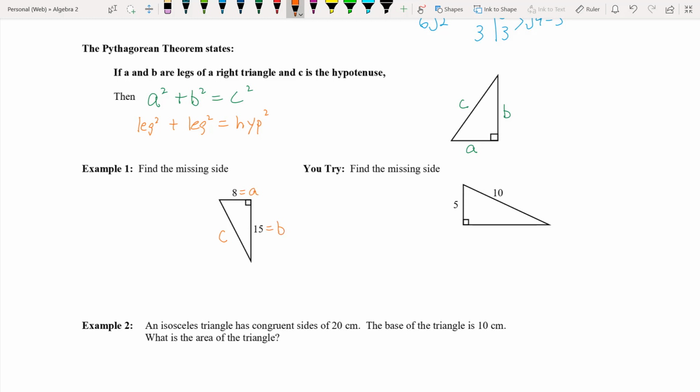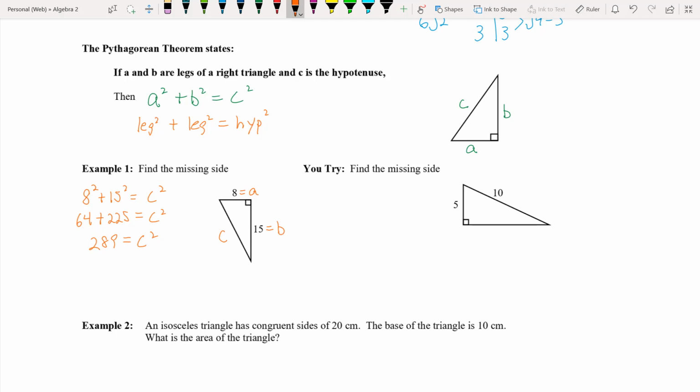If you're thinking about it as A squared plus B squared, so I have 8 squared plus 15 squared equals C squared. I cannot square root first here. Okay? You cannot do this because square rooting over addition does not work nicely. So we don't want to do that. What we want to do is solve the left-hand side. That's 64 plus 225 equals C squared. If I add these together, that's going to be 289 equal to C squared.